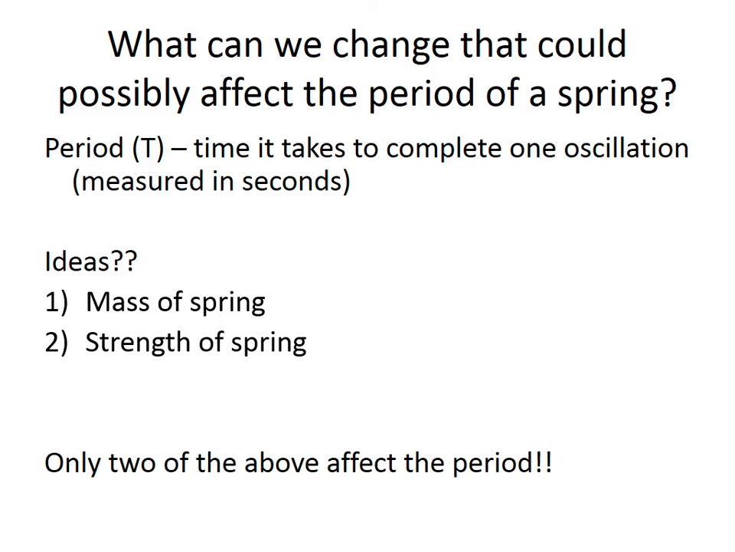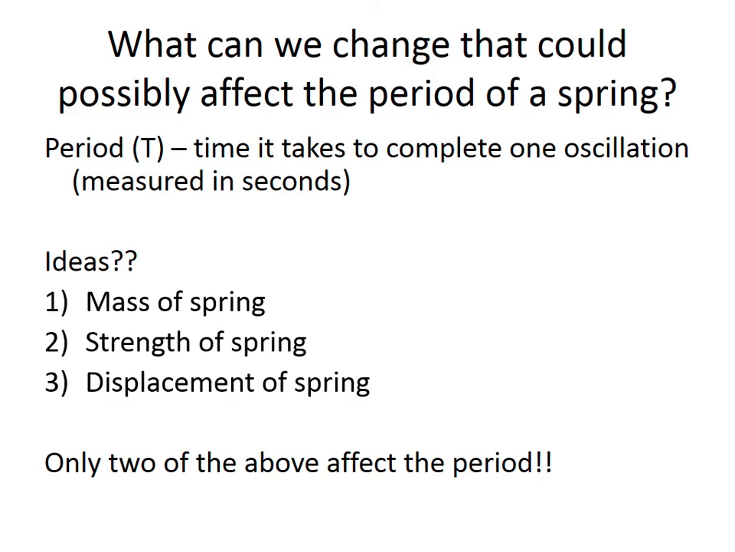We could possibly get a stronger spring. We could go to a different spring and get a larger spring constant, so that would be related to k. The other thing we could do is test this by pulling the spring 1 centimeter and measuring how fast it goes back and forth, then 2 centimeters, then 3 centimeters. That would be the displacement of the spring.